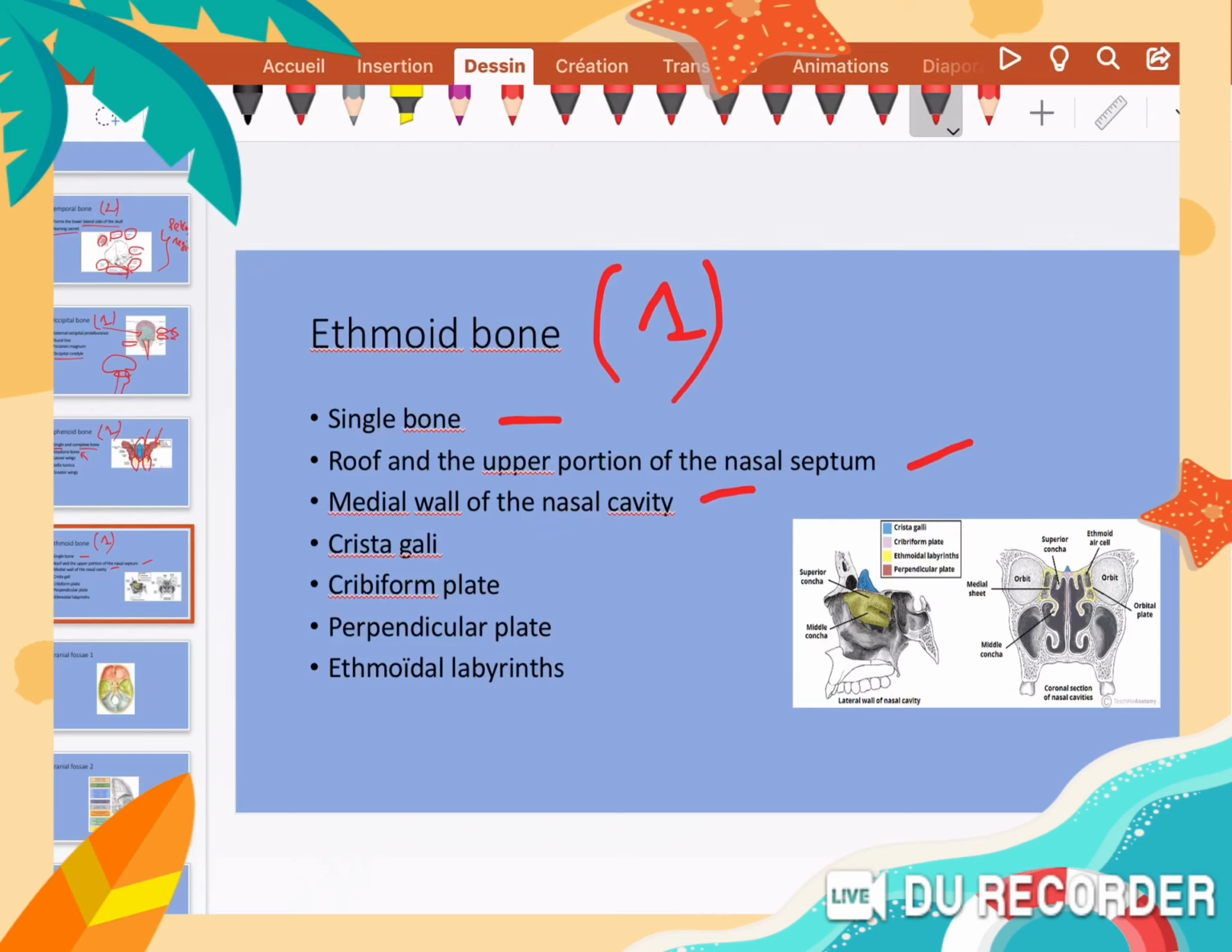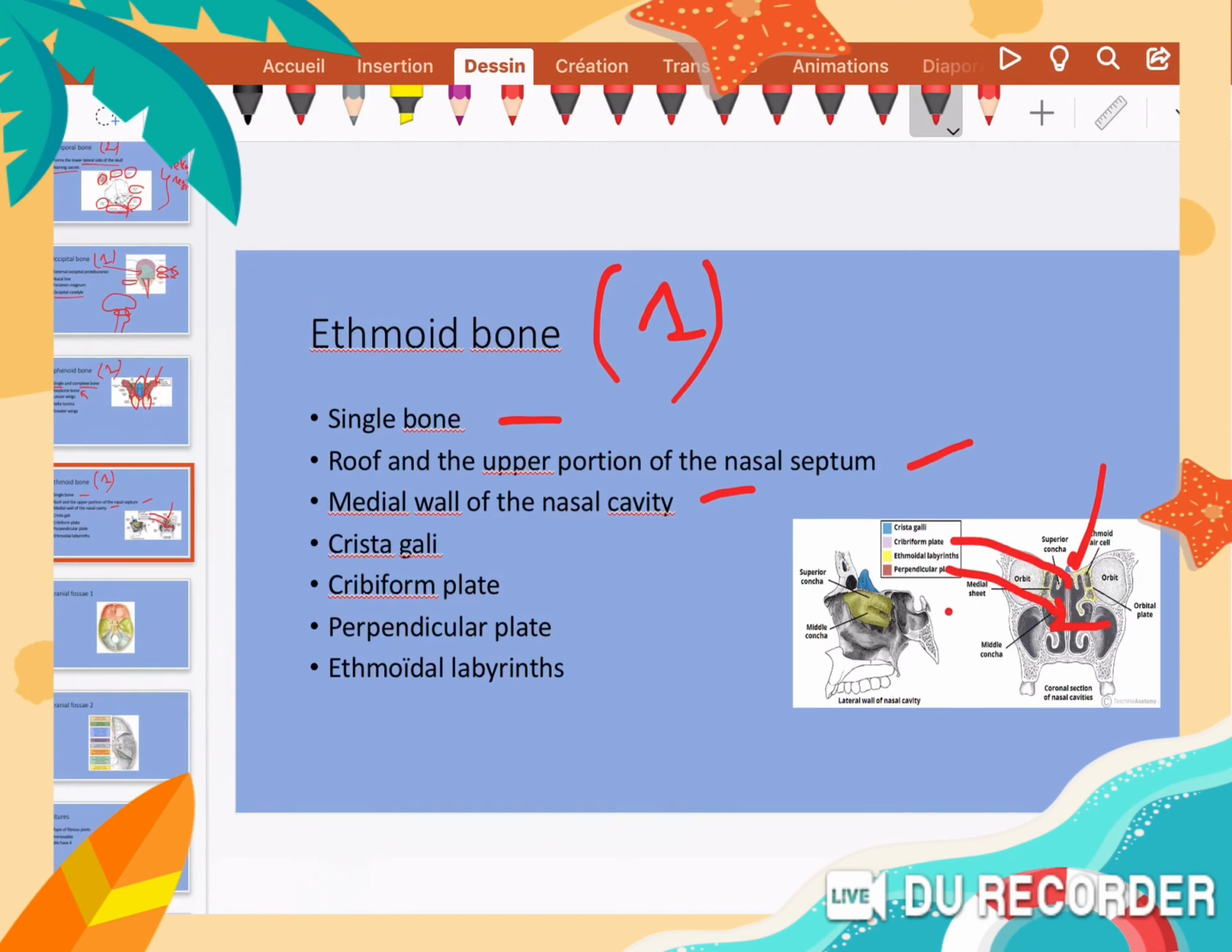It is composed of the crista galli here. This is the crista galli, the cribriform plate. Cribriform means pierced, with holes through which the olfactory nerve passes. Okay. Also, we have the perpendicular plate, which forms the two anterior two-thirds of the nasal septum, and the remaining one-third is composed by the vomer. Okay, this is the vomer here. Lastly, the ethmoid bone is also composed of the ethmoidal labyrinth in yellow here. I hope you see it. The ethmoidal labyrinths are filled with air cells. Okay, they are sinuses. We will talk about sinuses later.